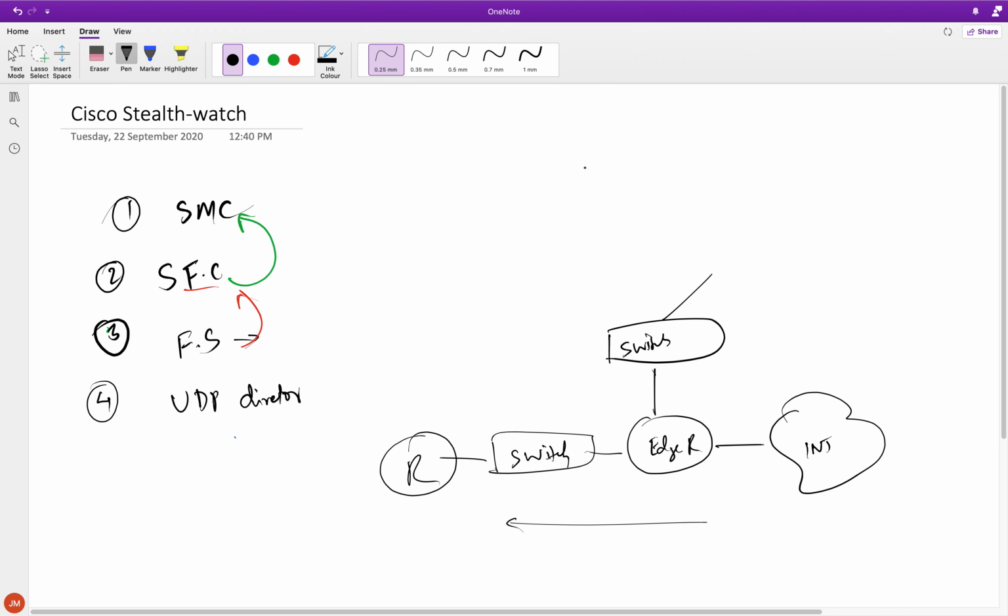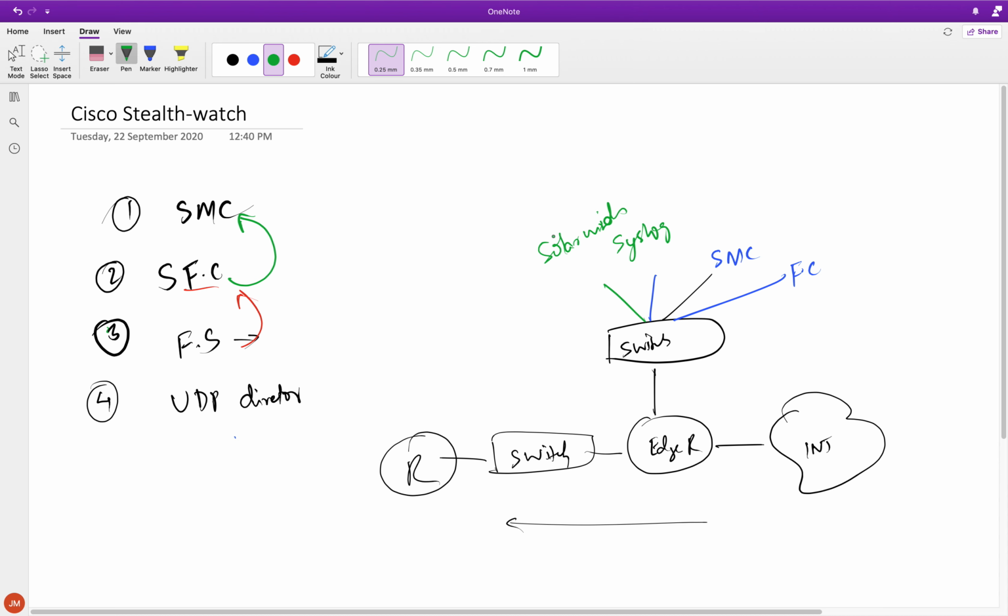You have configured your SMC. So this is your SMC. You have configured your flow collector here. And apart from this, you might have some other services, like syslog. You might have things like SolarWinds. So you might have different services running on this management switch.